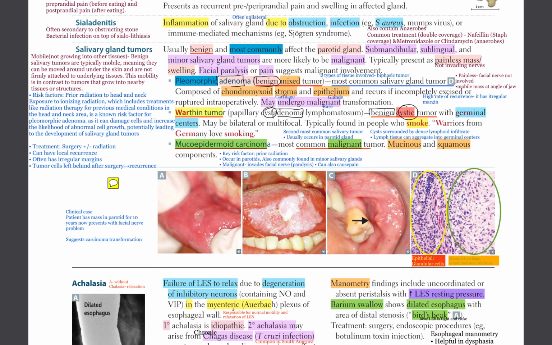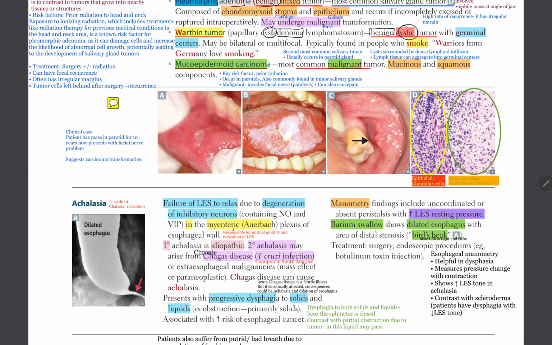Then there's a clinical case: if a patient has a mass in the parotid gland for 10 years, and now he presents with a facial nerve problem. So initially it was a benign condition in the parotid gland for 10 years, but now it is presenting with a facial nerve problem like paralysis or pain. This can suggest that the tumor has transformed into carcinoma. Like we also said before, pleomorphic adenoma may undergo malignant transformation. So in this condition the patient has undergone malignant transformation.